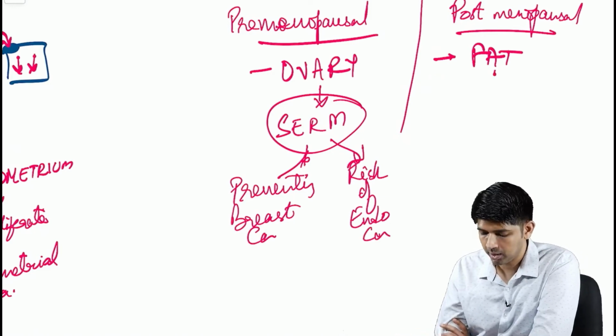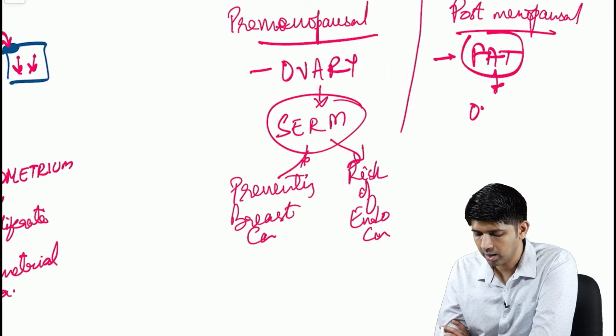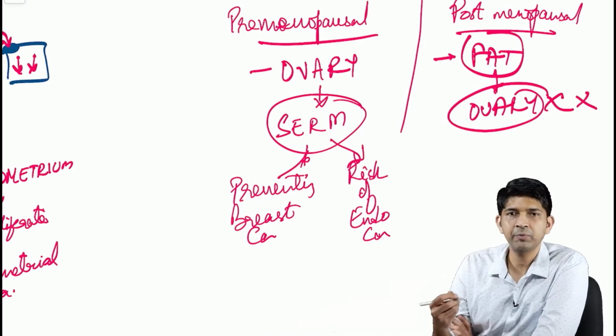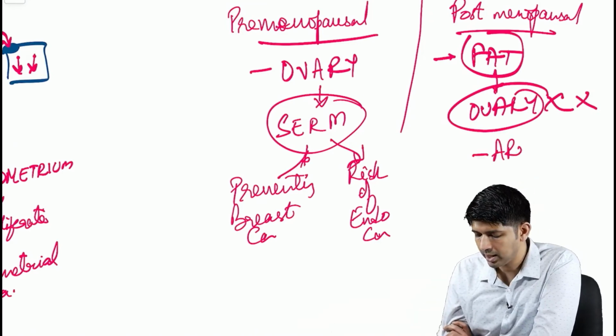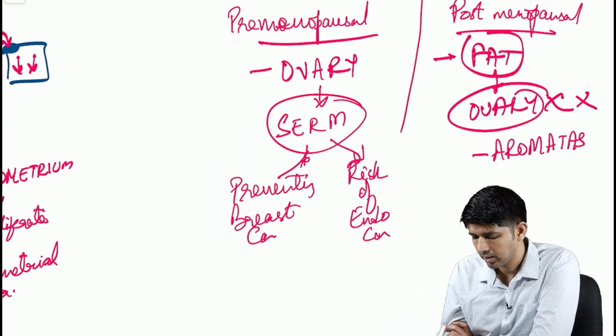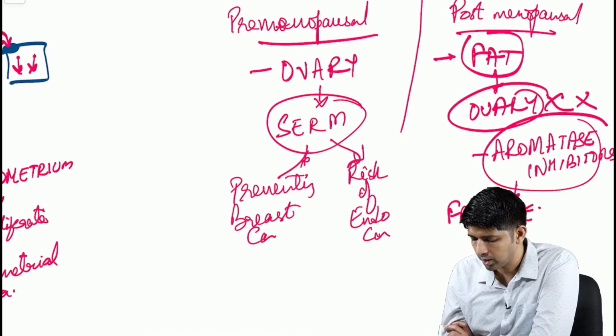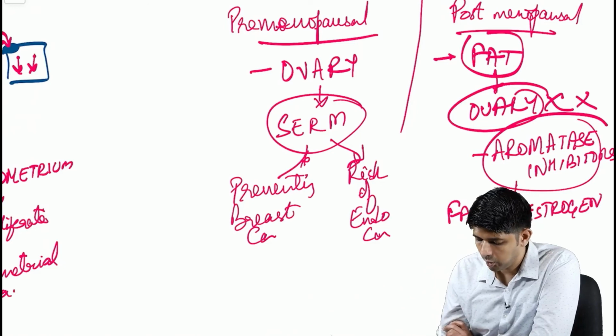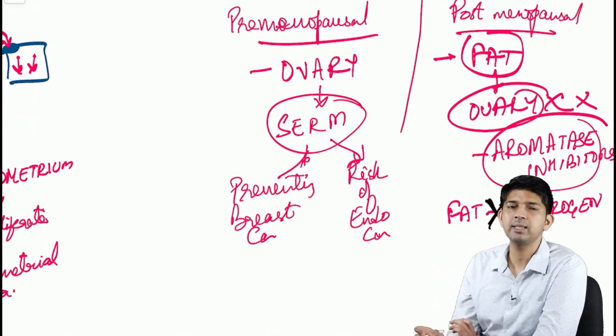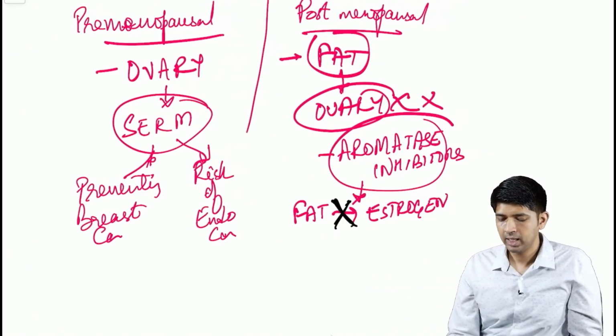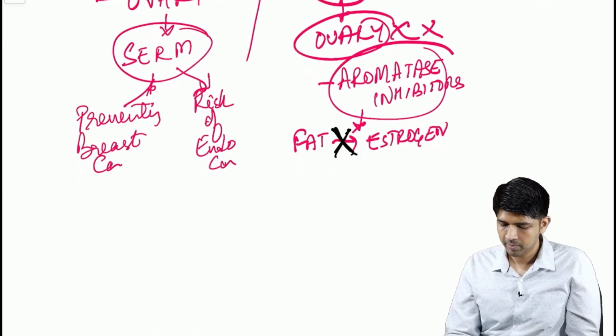Whereas in postmenopausal, we know that it is only fat conversion. There is nothing coming from the ovary. Alright, so there is one specific class of drugs called aromatase inhibitors. These aromatase inhibitors only prevent conversion of fat to estrogen. They don't act like these SERMs, where they stimulate in one place and inhibit in the other place.